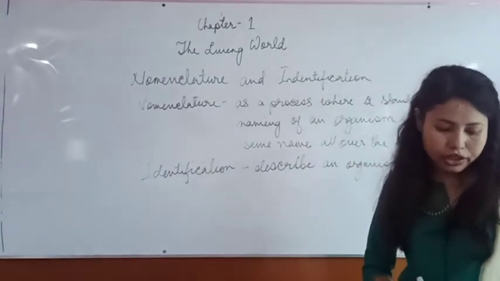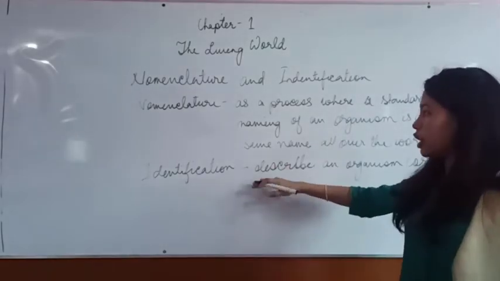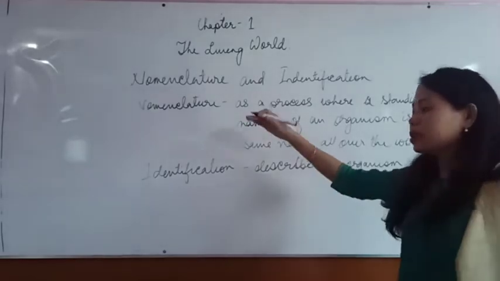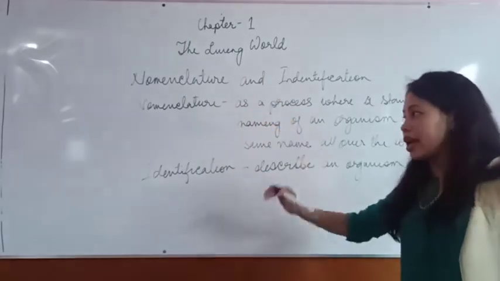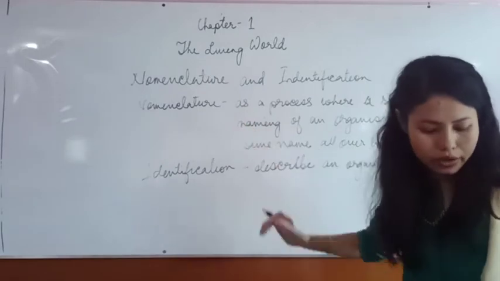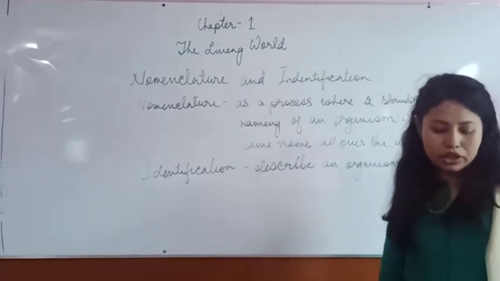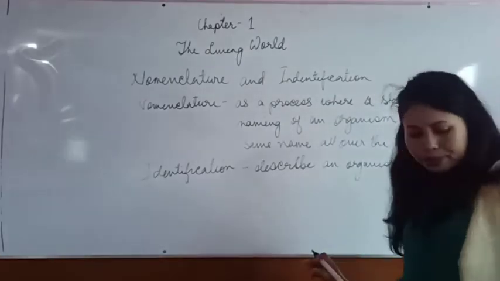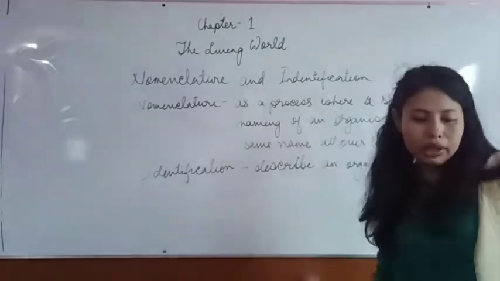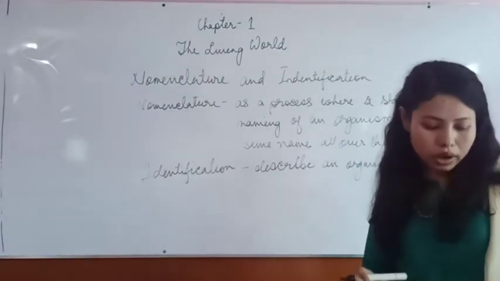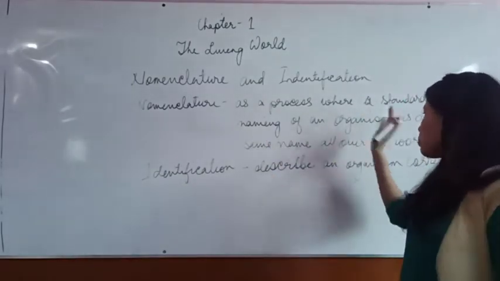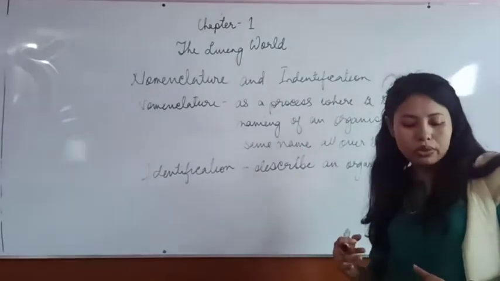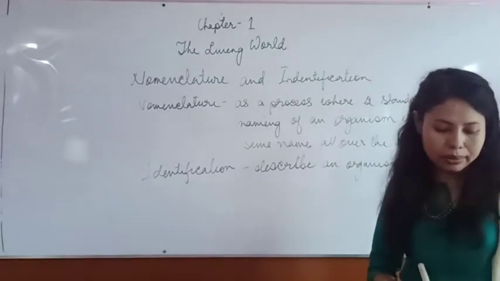So identification will be helpful in nomenclature. Once we are able to identify an organism, it will be easier for us to give a name to it, or to do the process of nomenclature. So identification is when we try to describe an organism correctly, so that we will be able to give a name to it and there will be no more confusion. So nomenclature is the process where we try to give a standard name, and identification is when we try to describe an organism correctly.